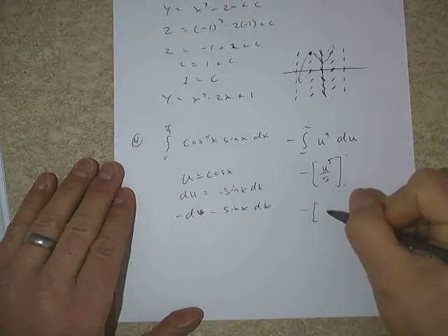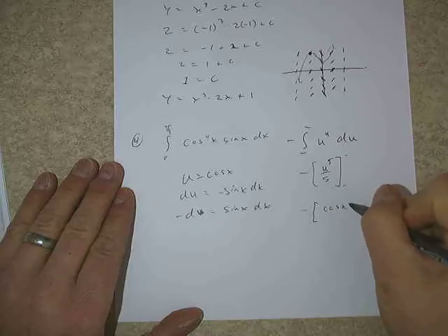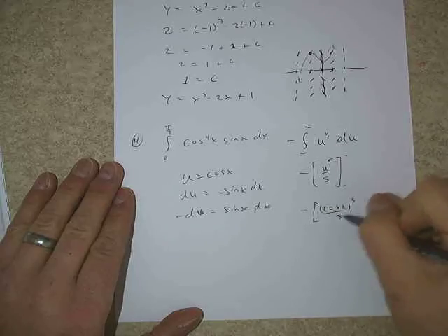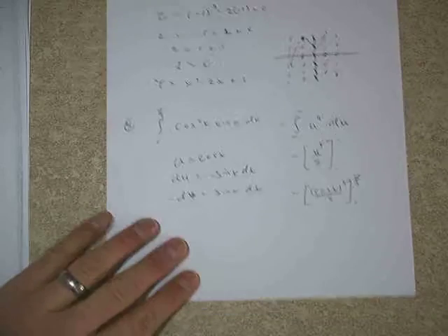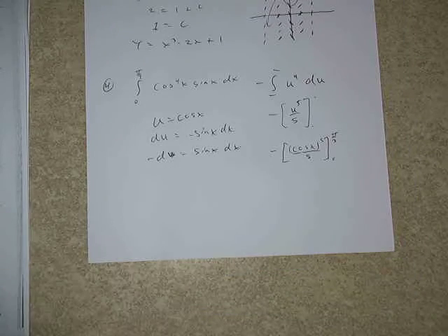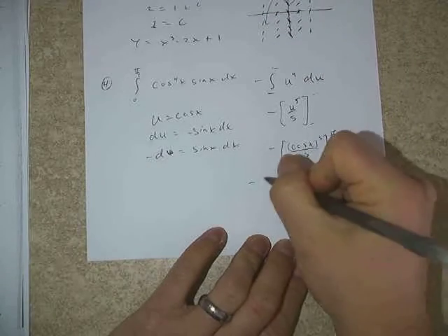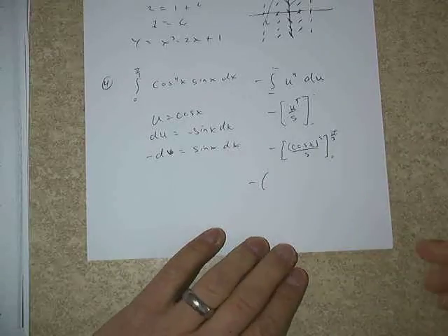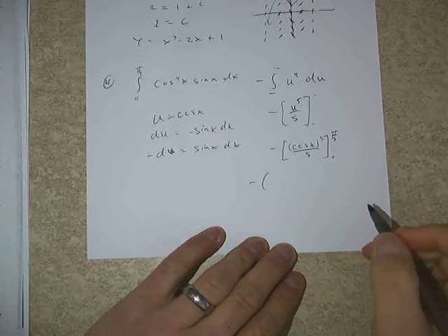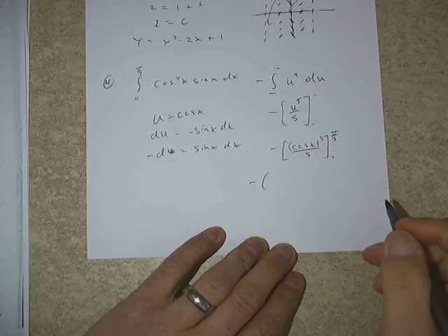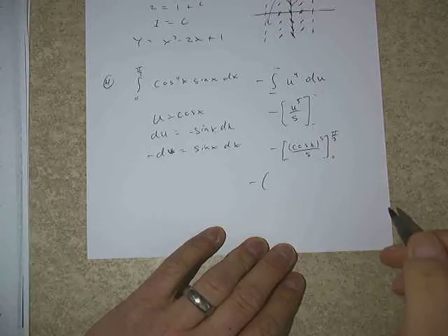And then if I plug back my cosine x in there, from 0 to pi over 3, that would be the setup. And then if we use the fundamental theorem, we're going to get the opposite of cosine of pi over 3, which we know is a half. A half to the 5th would be 1/32. And 1/32 divided by 5 would be 1/160.